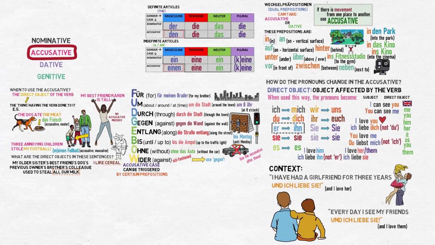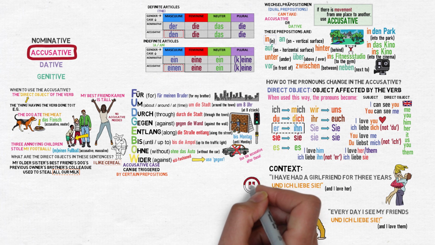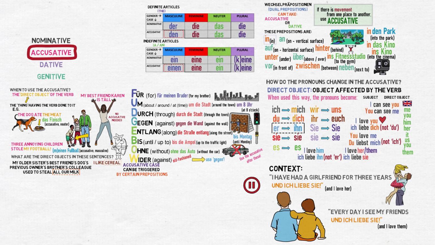So that's a brief summary of the accusative case. It's a little more confusing than the nominative case, but think in English in terms of me, him and her rather than I, he and she, and you'll start to get an idea of how it works. It's a good idea to pause the video now to recap how the articles change from the nominative to the accusative case, what's meant by the direct object of a verb, which prepositions trigger the accusative, and how the pronouns change in the accusative.